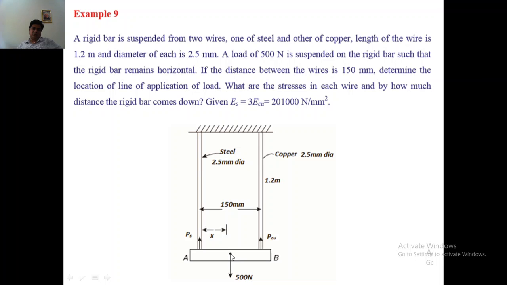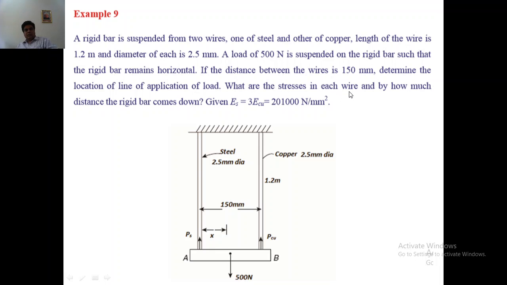Always remember, if the load is applied at the center, since these two are of different materials, the bars will be twisted at this fixation here. That we'll see later when we analyze. So what is important here is that we have to find out at what distance from A the load should be applied. Remember that this is not in the middle. The line of application of this 500 Newton load is not in the middle of the 150 mm. It should be offset at a distance of x from A. So that you have to calculate.